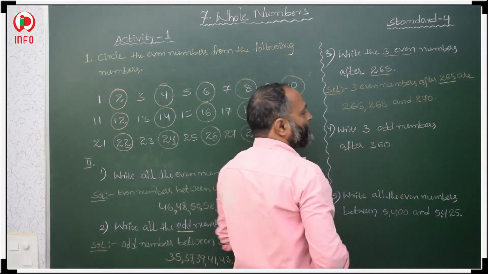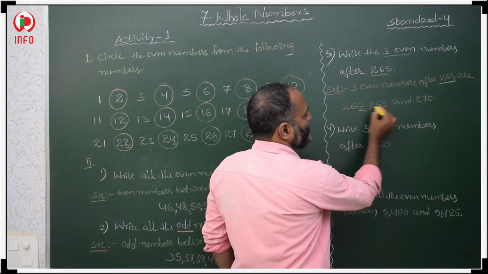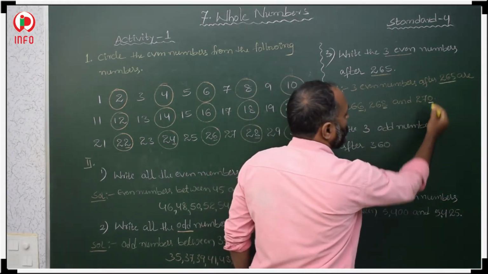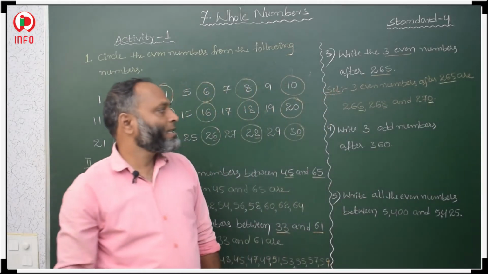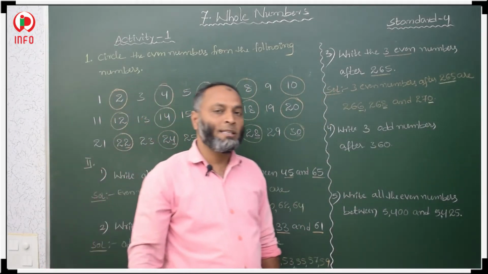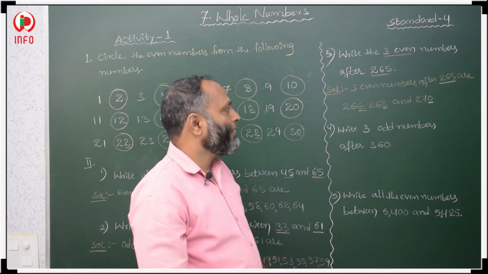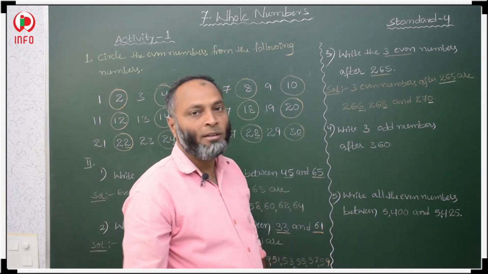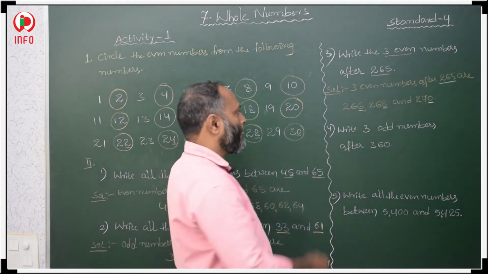What is there in the units place? 6, 8, 0. In the ones place 6, 8 and 0 are there. So these are the even numbers after 265.